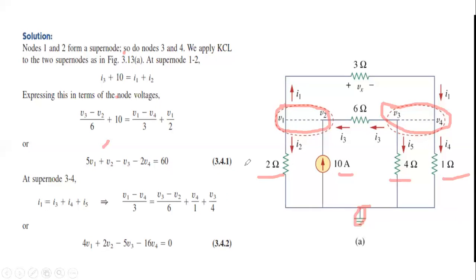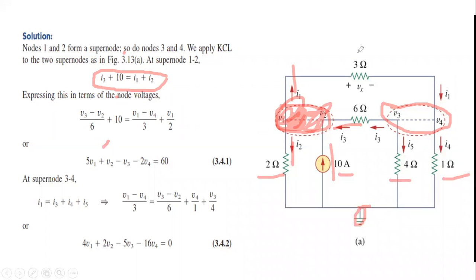Now, if you apply KCL, Kirchhoff's current law, at this supernode, you assume that this complete thing is a node. What is the incoming current? Incoming current is I3, and the 10 ampere is also incoming, whereas outgoing currents are I1 and I2. So 10 plus I3 is incoming, whereas I1 and I2 are outgoing. So we have this equation: I3 plus 10 is equal to I1 plus I2. This is the KCL at supernode 1, 2.